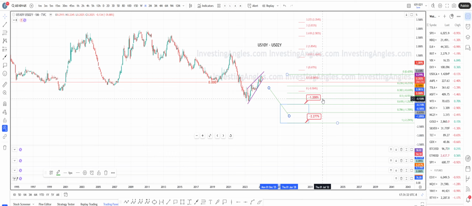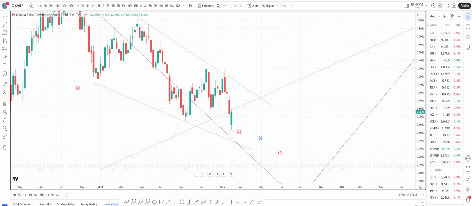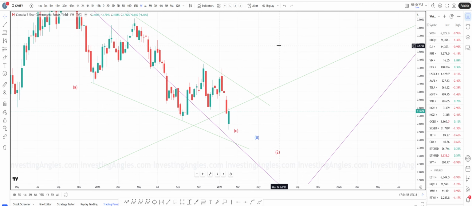What does it mean for the economy? What does it mean for anything else? It's difficult to estimate and evaluate right now, but this is the purely technical perspective. I doubt anybody would tell you this anywhere else, but this is what it is. This is our specialty. Now let's move on and have a look at the Canadian side.